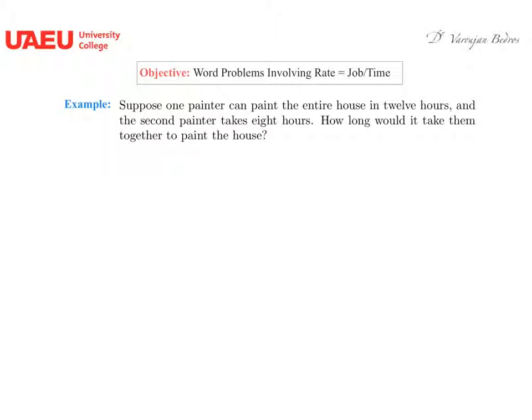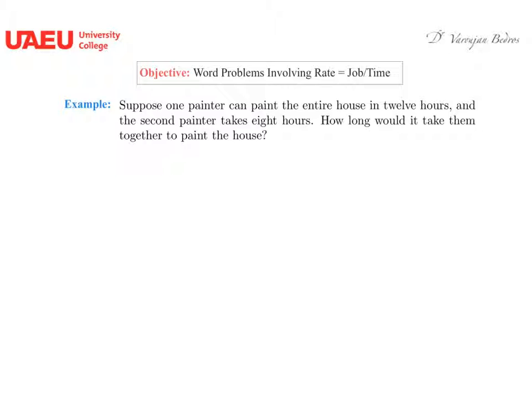This video will explain how to find the time when two people accomplish one job. In this example, we have one painter who can paint the entire house in 12 hours, and another painter takes 8 hours to paint the house. We want to find the time that it takes for both of them to paint the same house.